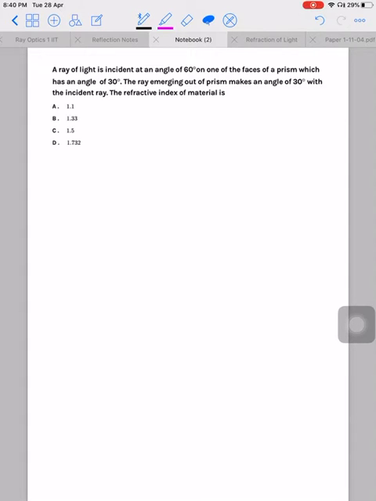The refractive index of the material is to be found. Given that the angle of incidence at the first face, I, is equal to 60 degree, and the angle of the prism, A, is equal to 30 degree. Then, given that the angle between the incident ray and emergent ray is 30 degree. It is not the angle of refraction. The ray emerging out of the prism makes an angle of 30 degree with the incident ray, which means it is the angle between the incident ray and emergent ray. So deviation D is given. D is equal to 30 degree.